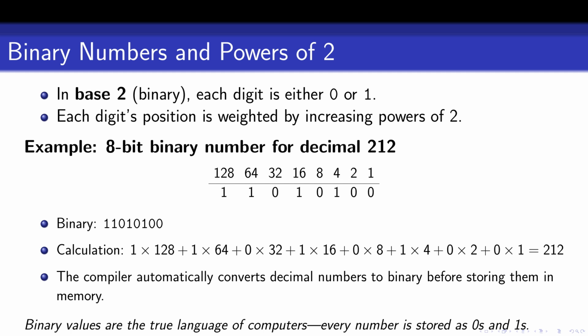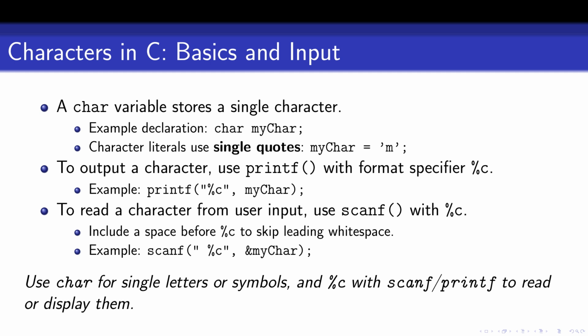C also allows you to store individual characters using the char type. A char variable holds a single character, like 'm', and is declared with a line like char mychar. You assign it using single quotes: mychar = 'm'. When printing characters with printf, use the %c format specifier, so printf("%c", mychar) will print the character stored in mychar.